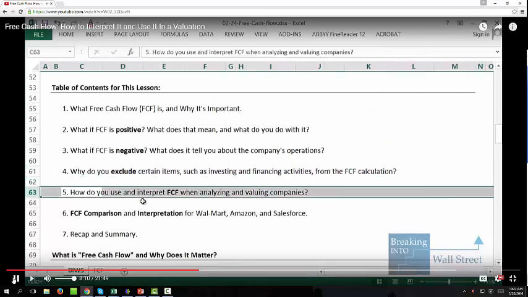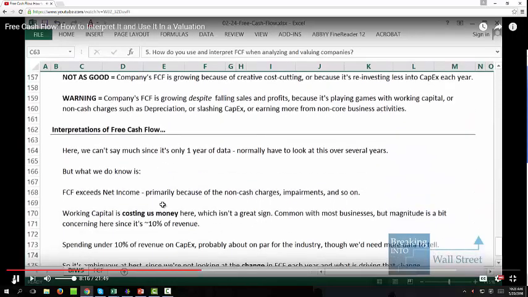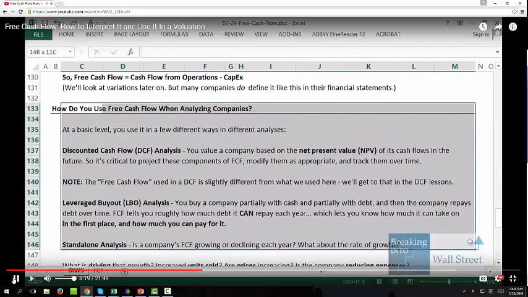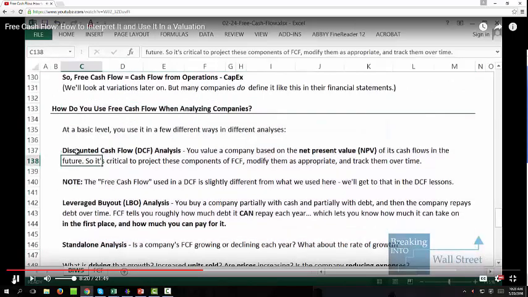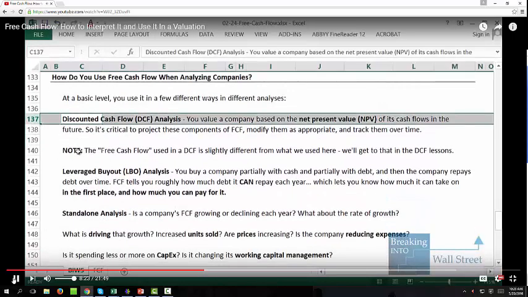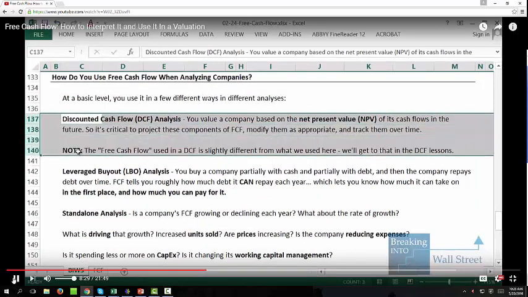Now step 5, how do you use and interpret free cash flow when analyzing and valuing companies? Let's go down and take a look at this. So at a basic level, use it in a couple different ways. In a discounted cash flow analysis, you value a company based on the net present value of its cash flows in the future. So you're going to project free cash flow, you're going to modify it, and it is going to be different from the definition here, just to be very clear about that. But you'll use a variation of this and use that to see what a company might be worth.